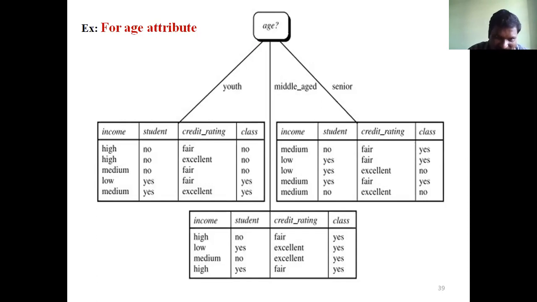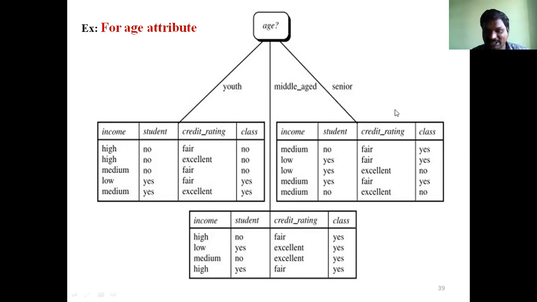If it is a student, yes, the class label; if it is a student, no, the class label. Youth: is a student, yes or no? Is a student, no, no. Is student, yes. That's why on the left side I am taking student. For the middle age, there is no need to take student, because all are yes. All class labels are the same, so there is no need to go for splitting. That means it is itself a leaf node, the middle age person.